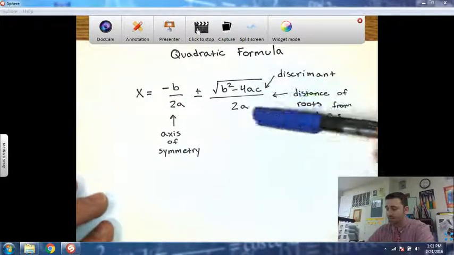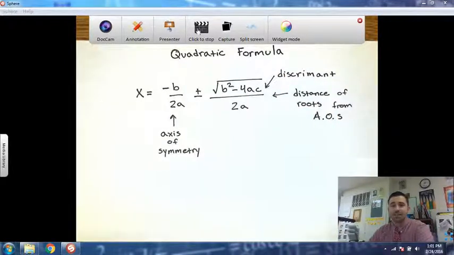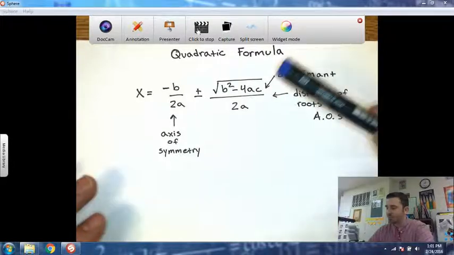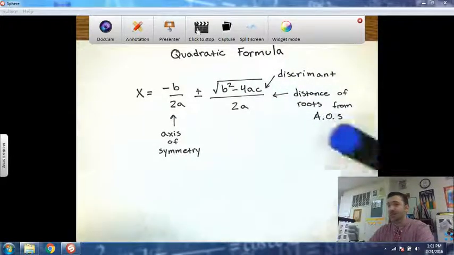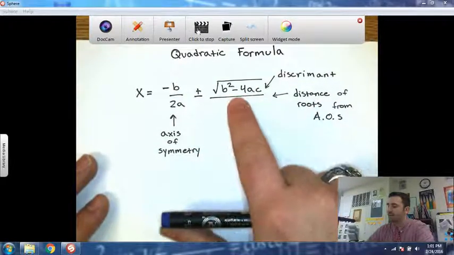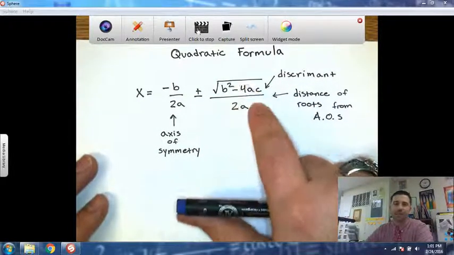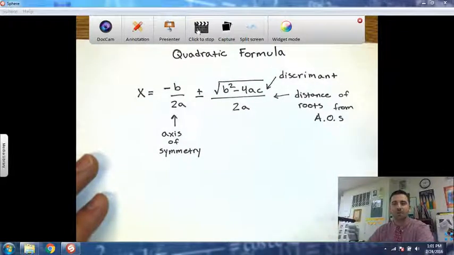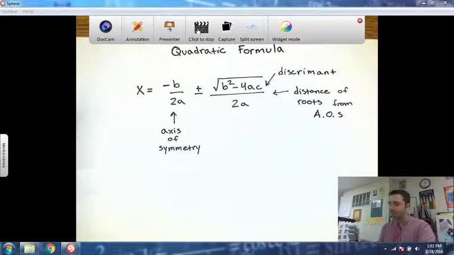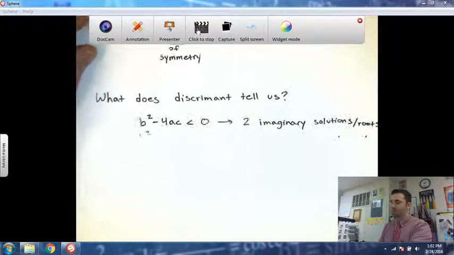And then the second part allows us to know the distance the roots are from the axis of symmetry, which is really helpful in understanding the nature of the roots, and we'll get more into that in a minute. And then we have what's under the radical here, b squared minus 4ac, which is the discriminant. So why is that a unique thing? It's because the discriminant tells us a couple of things.